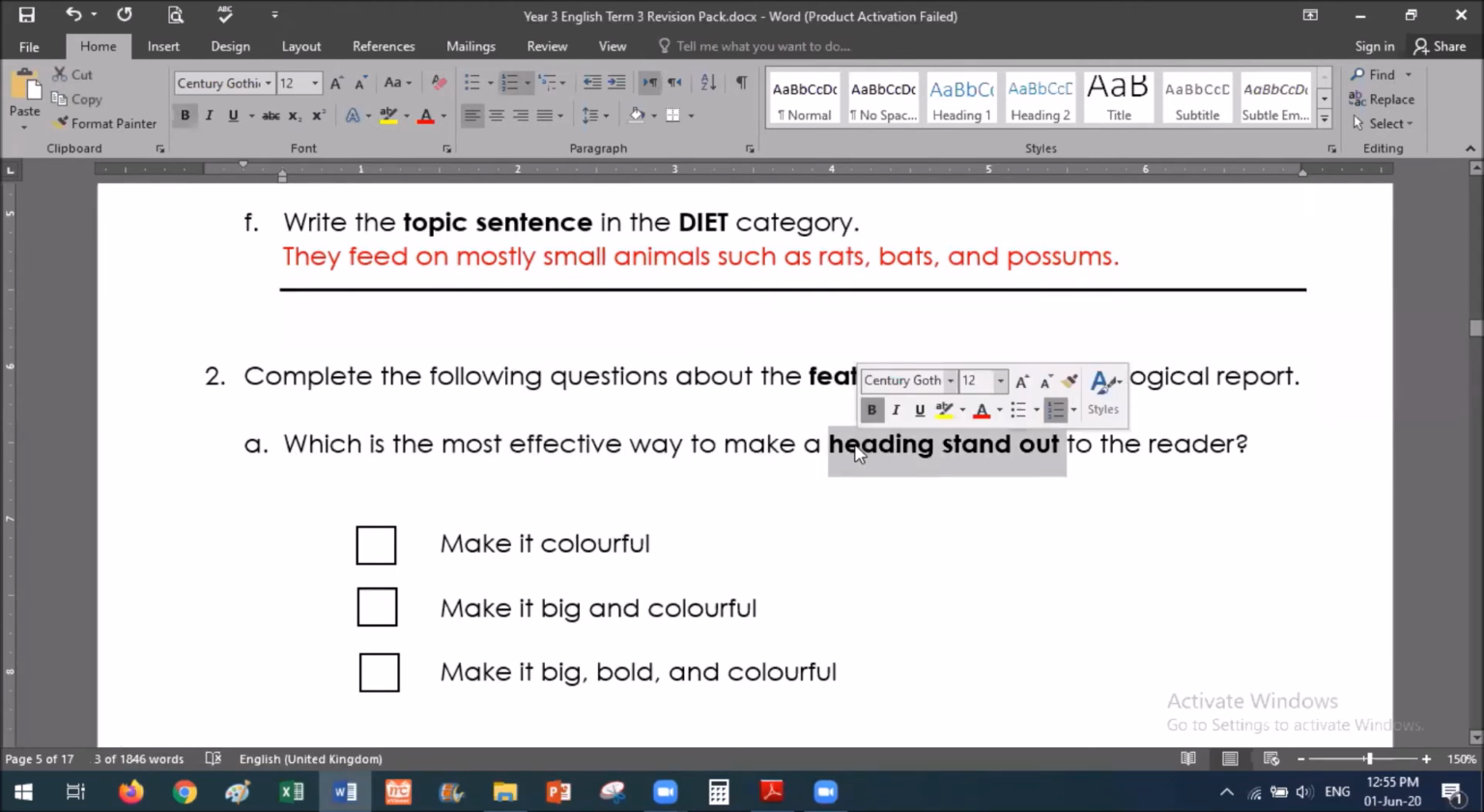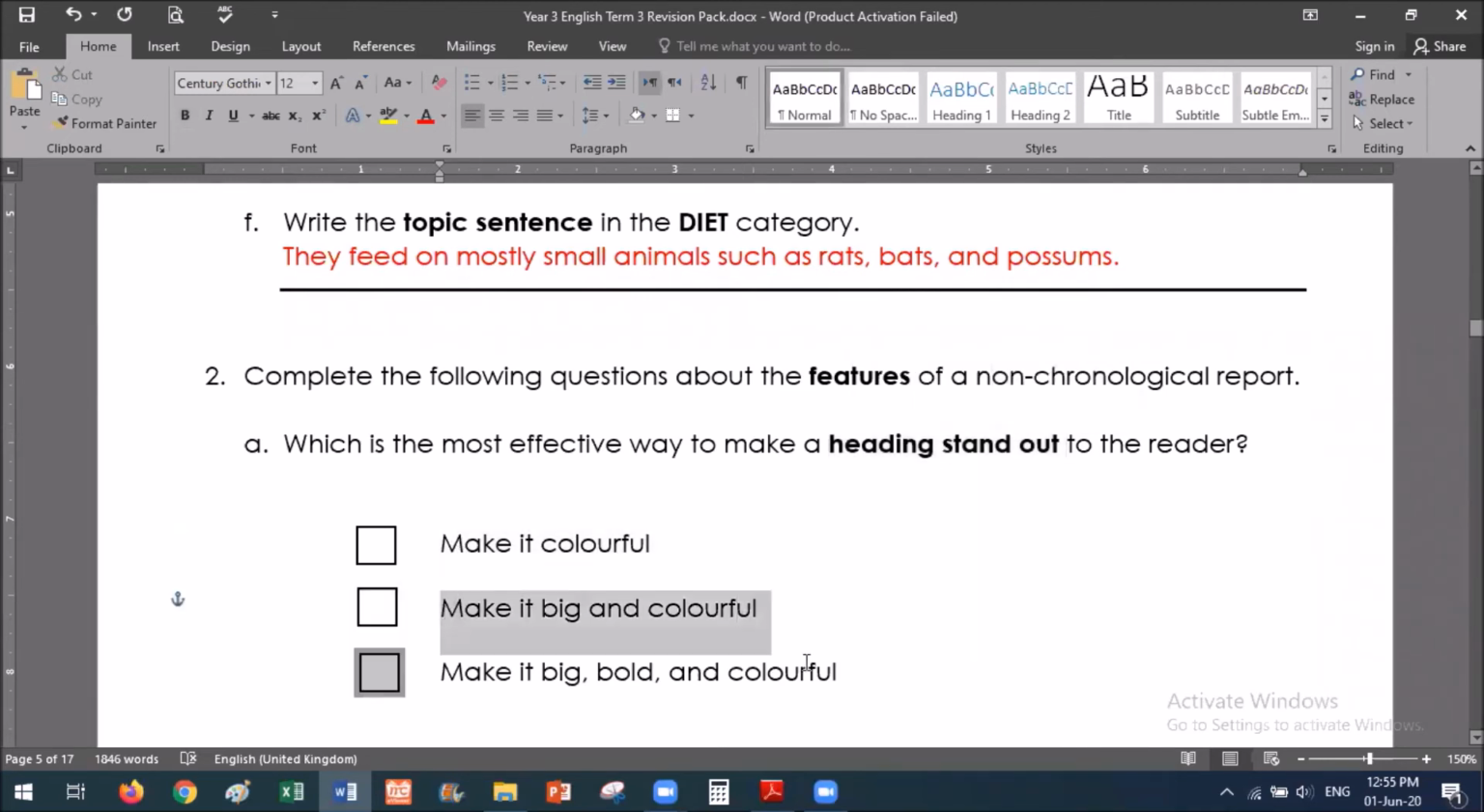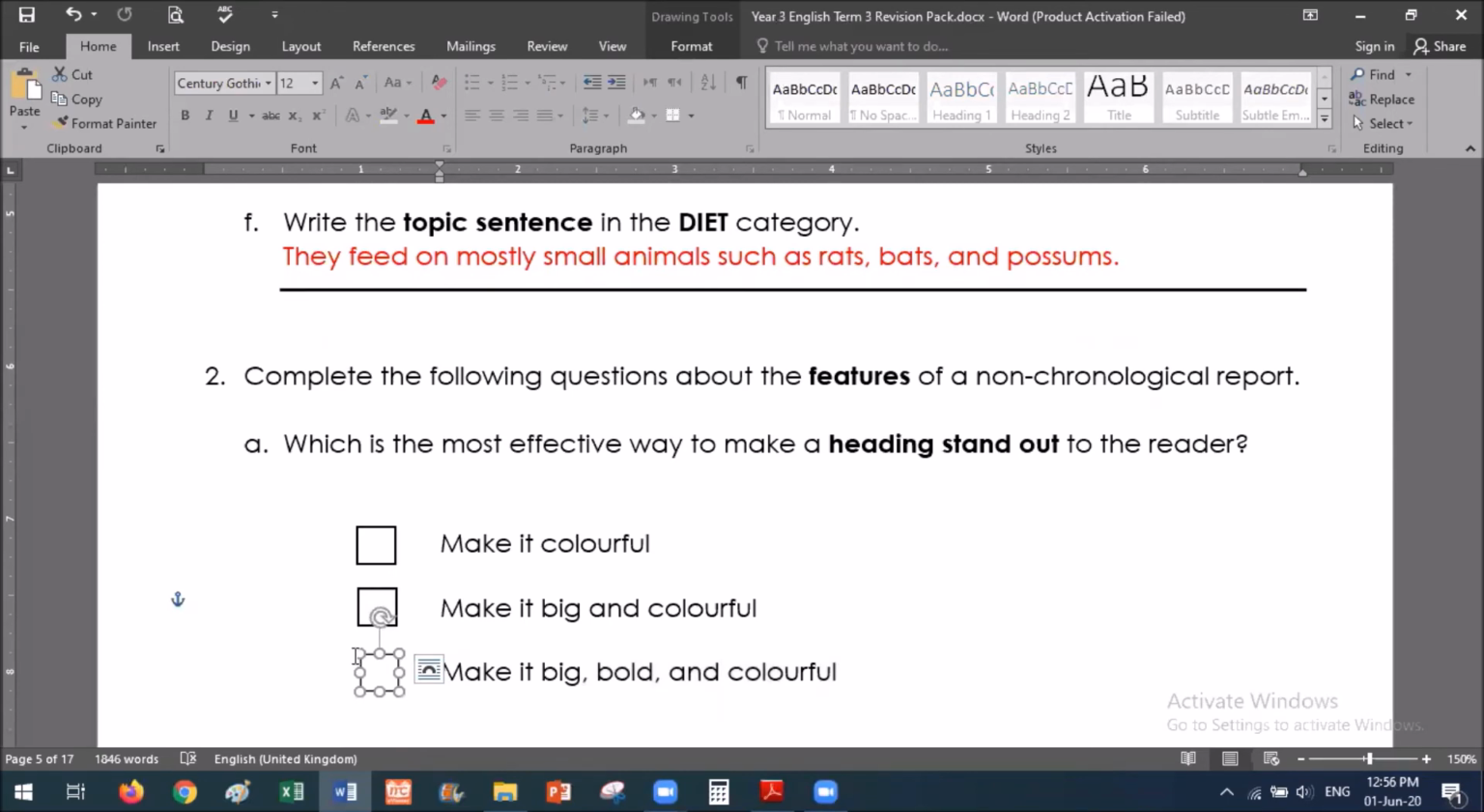So we want the heading to look like something that makes it very easy for the reader to see. So do we make the heading colorful? Do we make it big and colorful? Or do we make it big, bold, and colorful? The last one, definitely, because we want the heading to stand out from far away because it's a poster. So definitely we want to make it big, bold, and colorful.